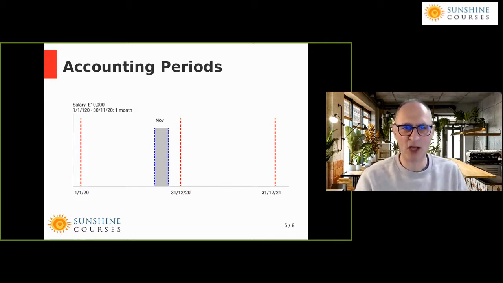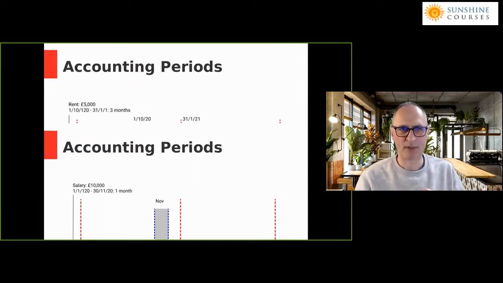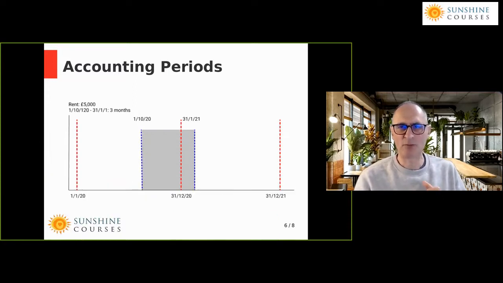So you can see the blue dotted line with the grey in the middle represents the salary that we paid out. And we paid it out in the month of November. And all of that salary relates to costs in the month of November. So far, so good. Quite easy, quite instinctive, really. But we're now going to move on to paying rent.